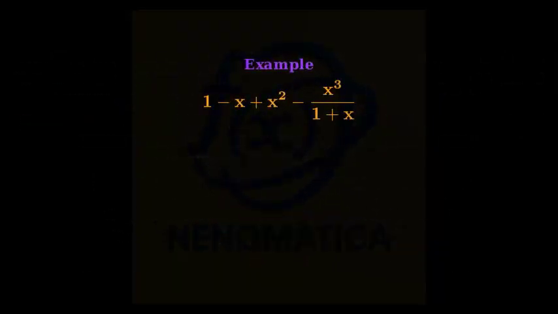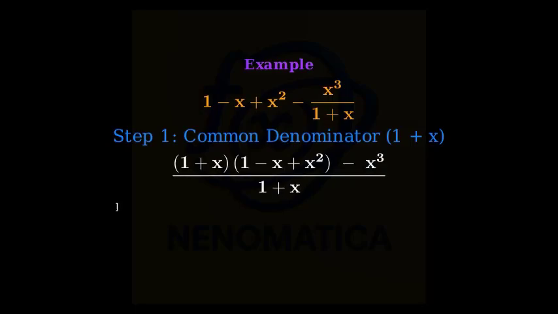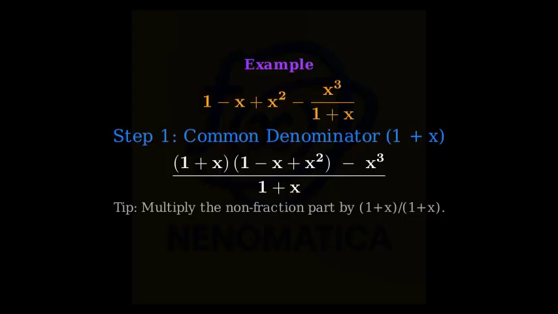Recap. Notice we have a polynomial part, and then a rational term. Our goal is to combine everything into a single fraction, and then look for a clever factorization. Step 1. Get a common denominator of 1 plus x. We rewrite the entire expression as one fraction over 1 plus x. That means we multiply the polynomial part by 1 plus x over 1 plus x, and then subtract x cubed over 1 plus x.